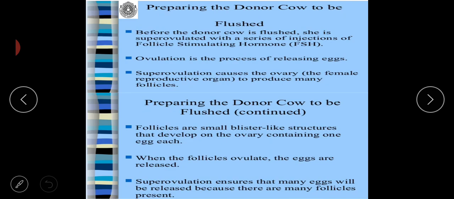Preparing the cow to be flushed out, continuation. Follicles are small blister-like structures that develop on the ovary, containing 1 egg each. When the follicles ovulate, the eggs are released. Superovulation ensures that many eggs will be released because many follicles are present in the donor cow.